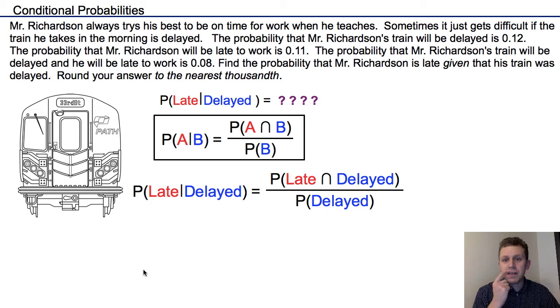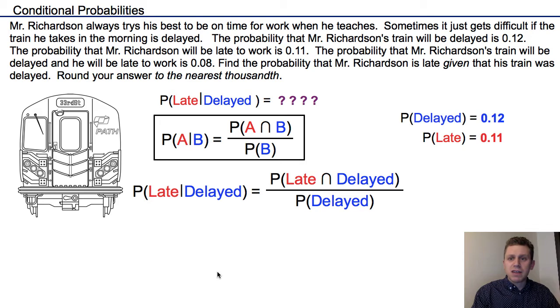Now I just have to fill in some information. Let's go back through the problem and see what they gave me. As I read the problem, the first thing it says is that I'm going to be late to work 11% of the time, or 0.11. So I can just write that down. The probability that I'm late is 0.11. I read it and it says the probability that my train is delayed is 0.12 or 12%. So I can write that down.